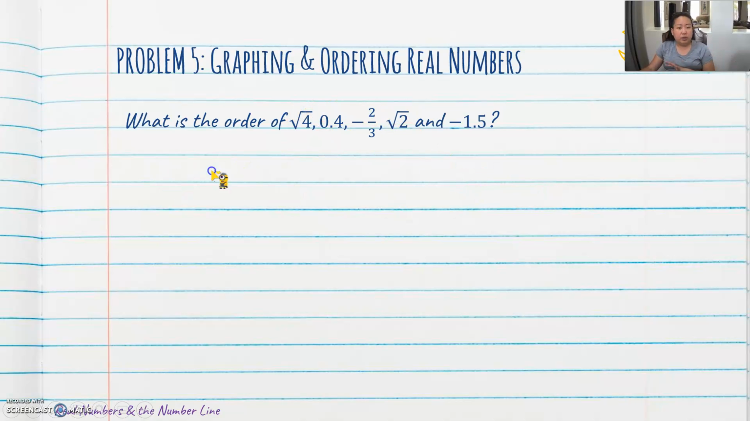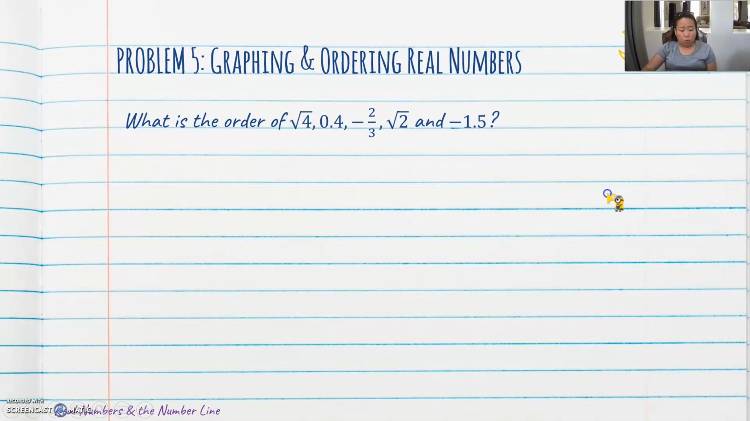So typically when we are arranging, we start from the lowest value on the left side and then the highest value on the right side, unless it is specified in the question that you need to arrange it from highest to lowest, okay? Since this question didn't mention anything, we'll just arrange it from smallest to greatest.